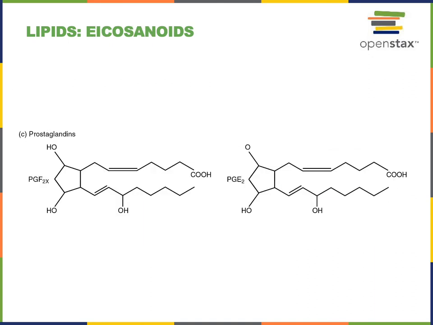Eicosanoids are molecules that are synthesized from a 20 carbon long fatty acid chain. An enzyme known as a cyclooxygenase will convert the fatty acid into an eicosanoid. These eicosanoids are important cell signals or messages. The examples that we see in the illustration here are prostaglandins, a type of eicosanoid that's important for signaling when a tissue is damaged.